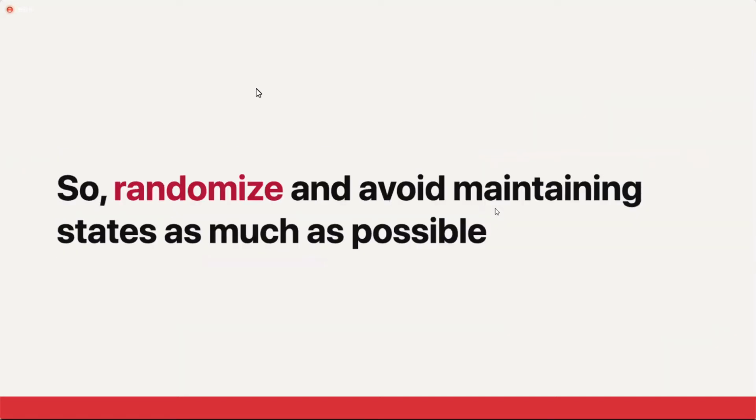So randomization and avoiding maintaining states is idea number one. It not only is simple, but in a lot of cases, it can solve problems that you cannot solve with exactly the same time complexity using deterministic algorithms, or it can perform way better than deterministic algorithms. So try to randomize and try to avoid maintaining states as much as possible.